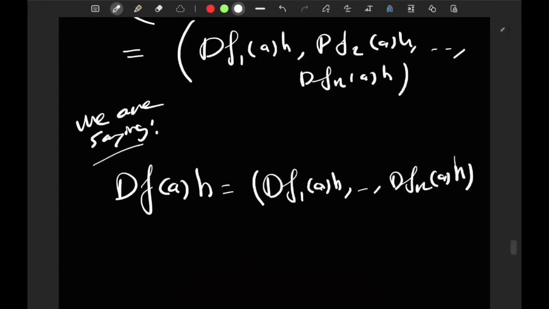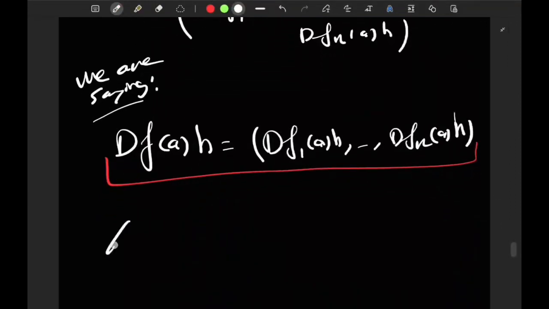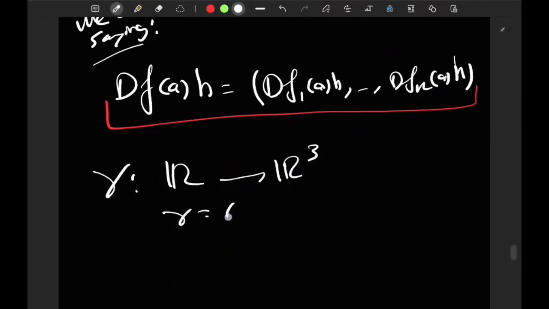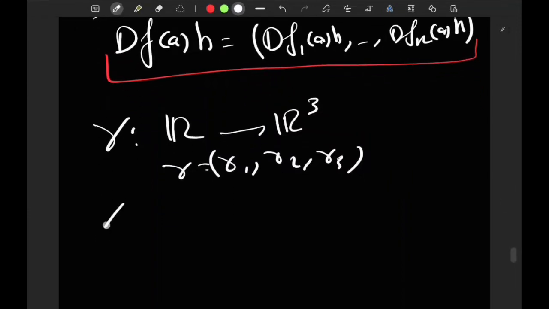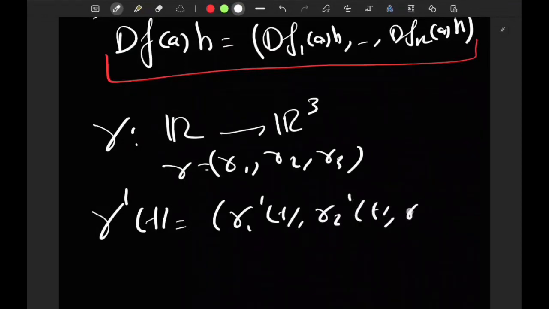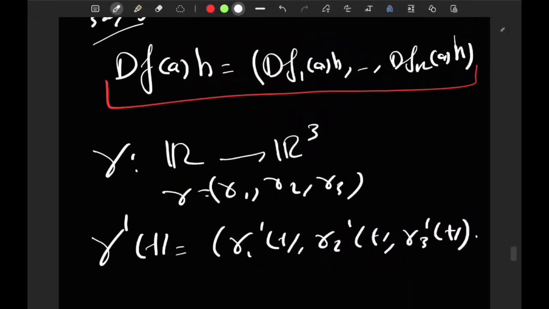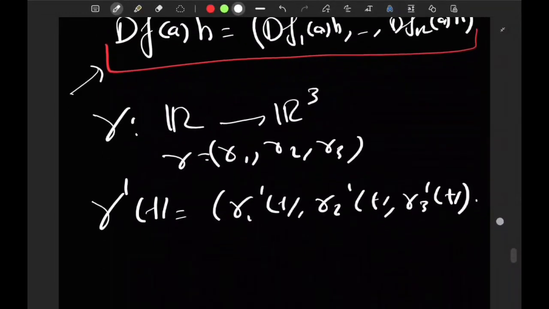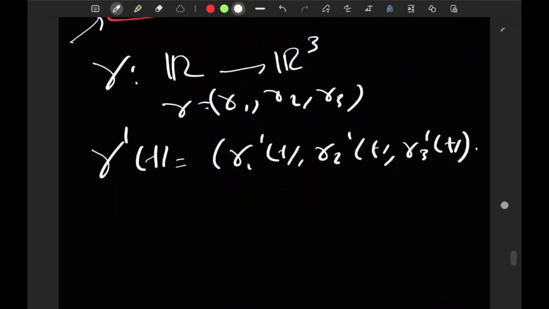This is recovering what we know already about vector functions, let's say gamma from r to r3, where gamma is equal to some gamma 1, gamma 2, gamma 3, its component functions. So gamma prime of t is gamma 1 prime of t, gamma 2 prime of t, gamma 3 prime of t. This statement is saying the same thing: the derivative of f is the vector of derivatives of each component function. So that's for the intuition. The proof we already did last time.